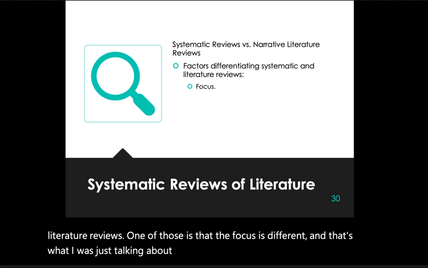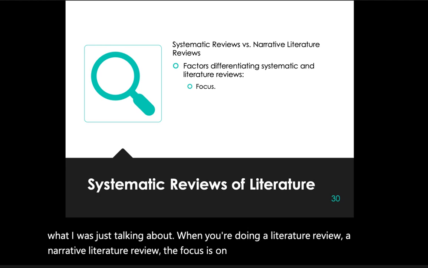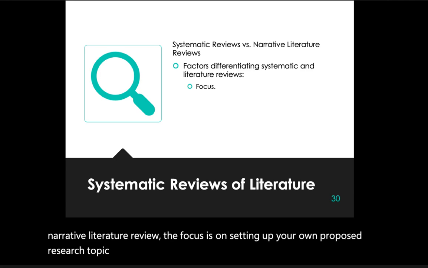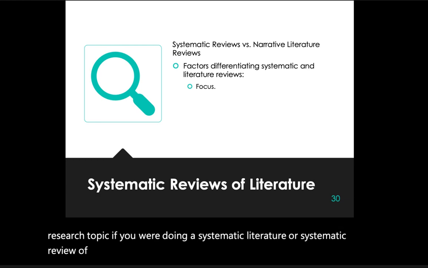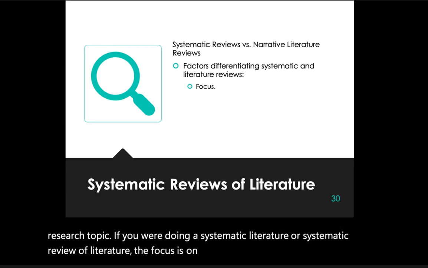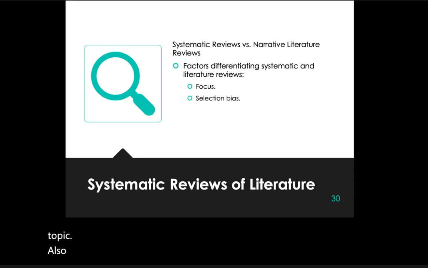When you're doing a literature review, a narrative literature review, the focus is on setting up your own proposed research topic. If you are doing a systematic review of literature, the focus is on drawing conclusions about an entire topic. Also, there's a difference in selection bias.